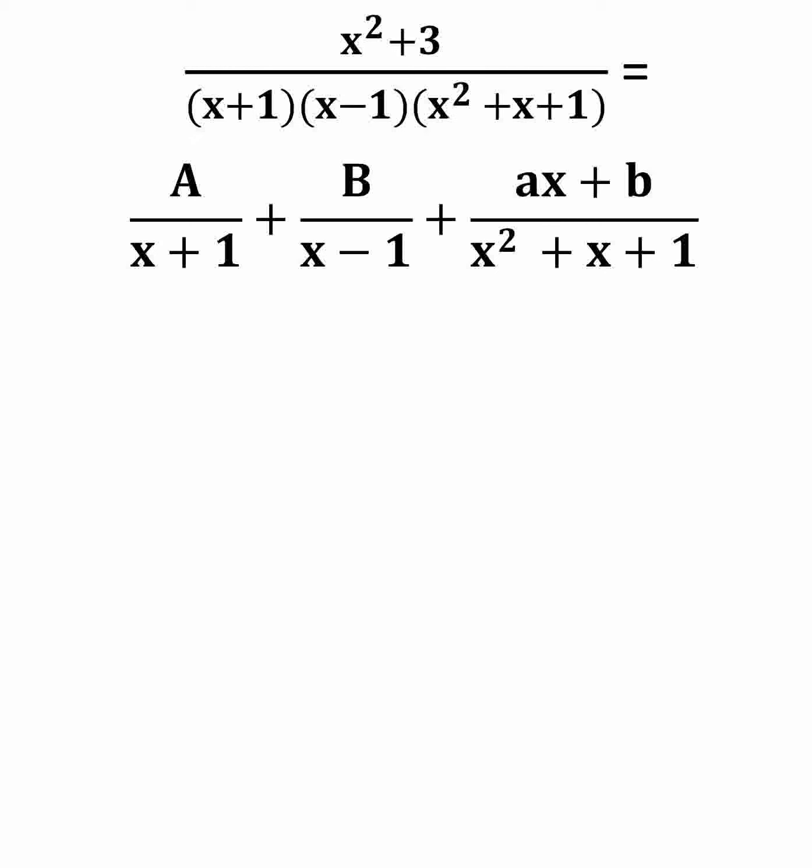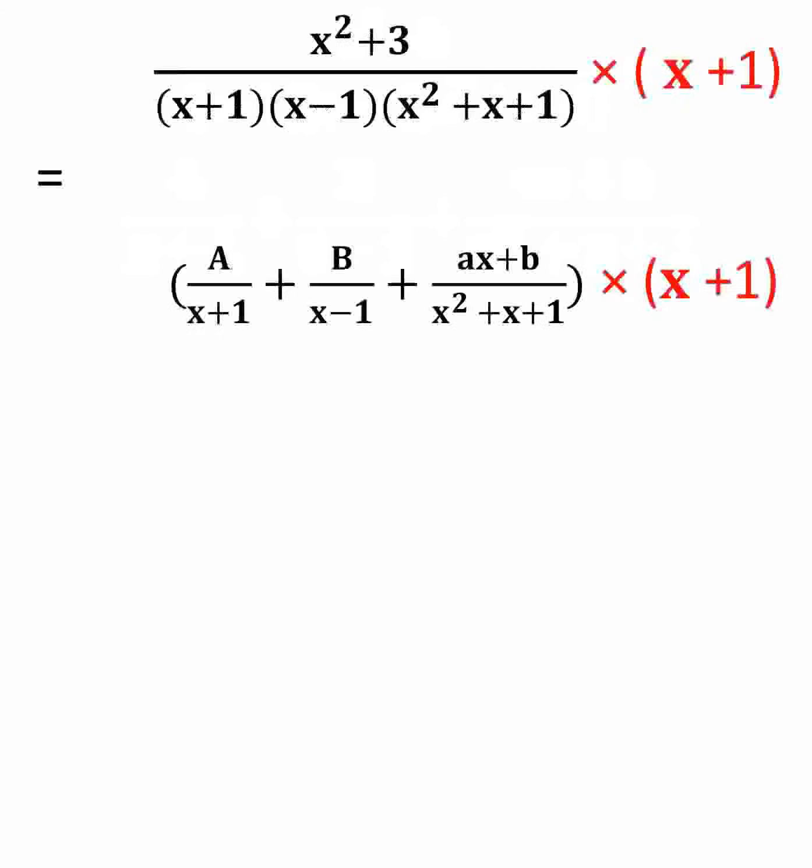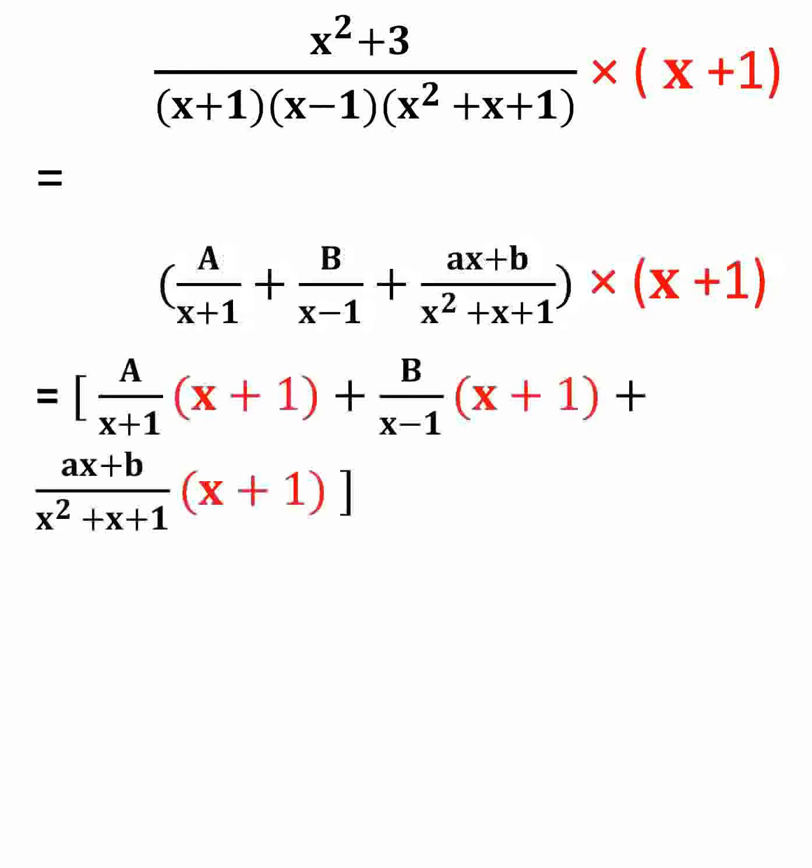To find the capital A, we should multiply both sides of the relation by its denominator, which is x plus 1. The second multiplication would be equal to this. Now, if x plus 1 is not equal to 0, or if x is not equal to minus 1, these two go away, also these two.